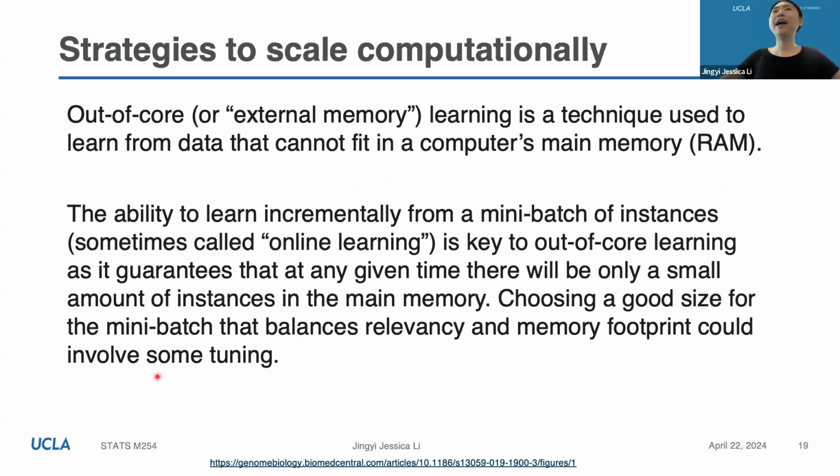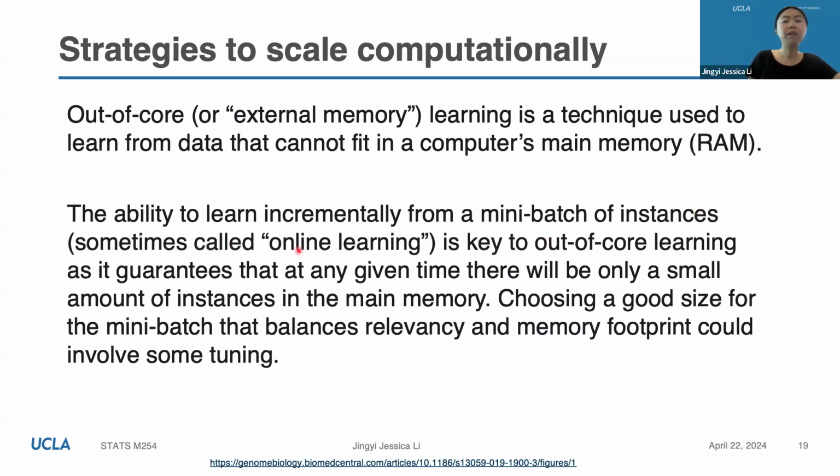And then for the fastest, most efficient one, out of core, or online learning, or incremental learning. These terms all refer to this strategy. It's a technique used to learn from data that cannot fit the computer's RAM, so you're not reading the whole data set in. It has the ability to learn incrementally from a mini batch of instances. Instances, in our language, are observations or data points, they are equivalent terms. Instances are used mostly in machine learning.